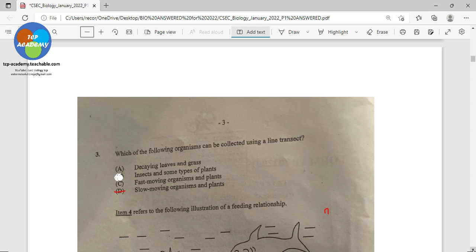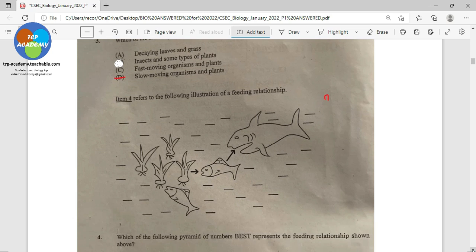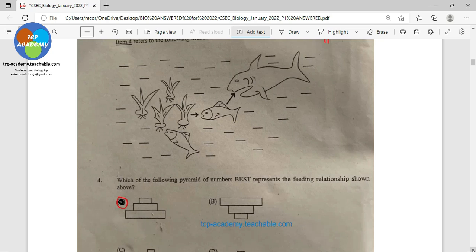It's pretty much textbook. Now, you are using a line transect to sample stationary and slow-moving organisms across an ecosystem or as the ecosystem changes. Now, the line transect would not be suitable to sample flying butterflies and bees and wasps and so on. So for that reason, we are not accepting B. But we still give credit to the person who answered the paper. In no way is our intent to discredit this individual.